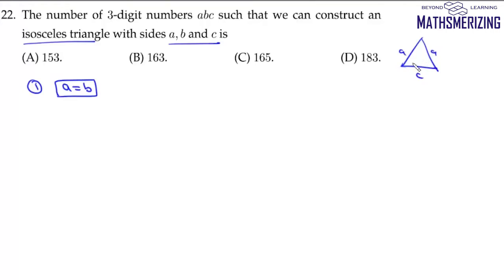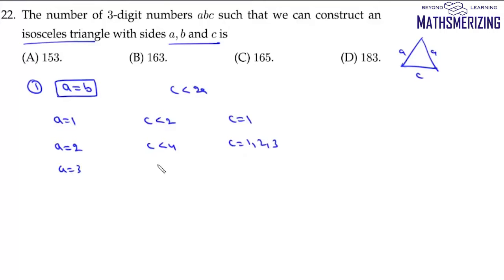Now these three lengths will form a triangle if the sum of two sides is greater than the third side. So that means C is less than 2A. Now if we take A as 1, we get C is less than 2. Then the condition is C equals 1. If we take A as 2, we'll get C less than 4. The values of C are 1, 2 and 3.